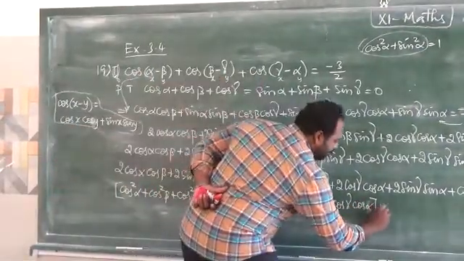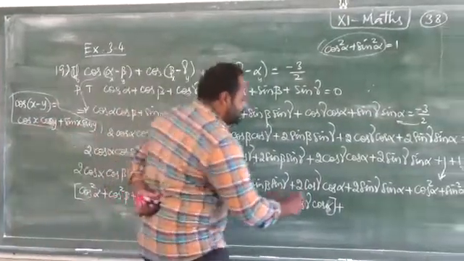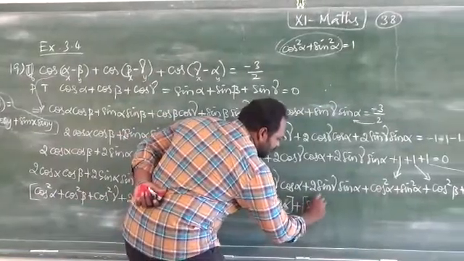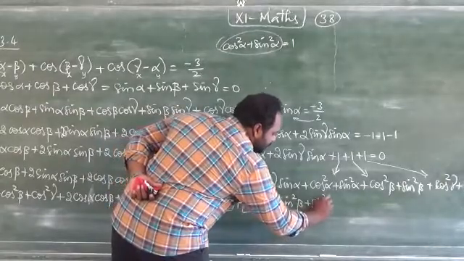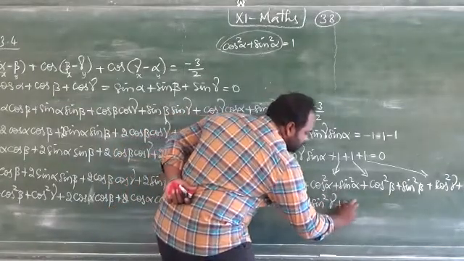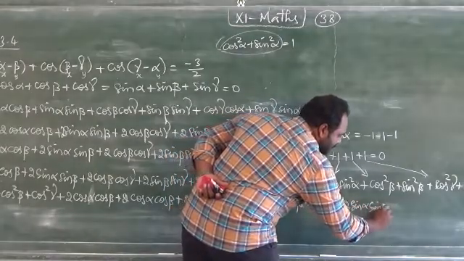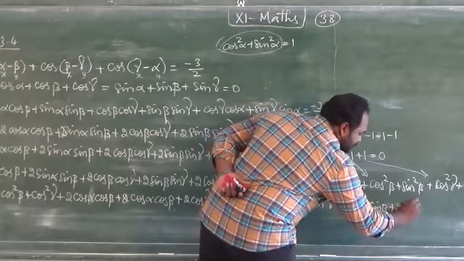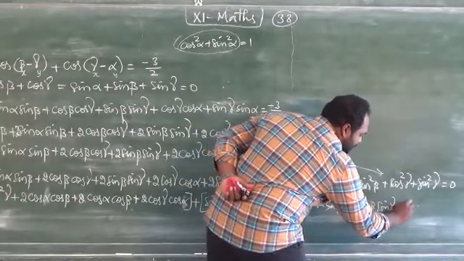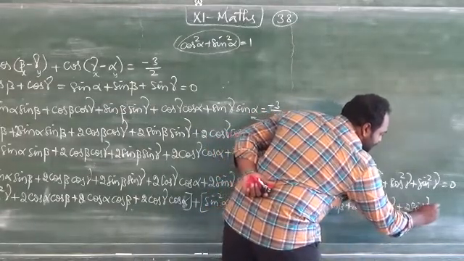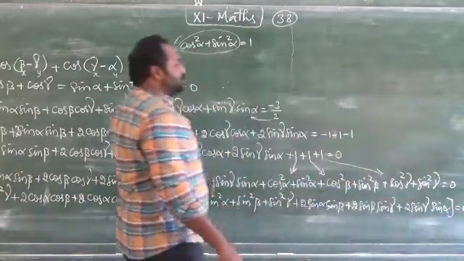Next, plus. Next, we have a sin function, so that is separate. Next group: sin square alpha, sin square beta plus sin square gamma plus 2 into sin alpha sin beta plus 2 into sin beta sin gamma plus 2 into sin gamma and sin alpha equal to 0.